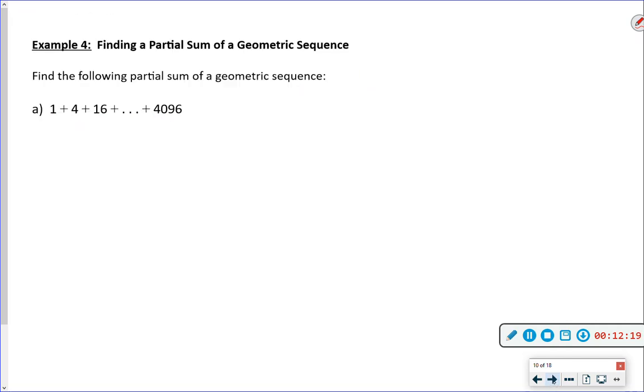All right, so find the following partial sum of the geometric sequence. So to find our sum, some information we're going to need, of course, the first term, obvious. What's your ratio? Why am I putting A? How about R?